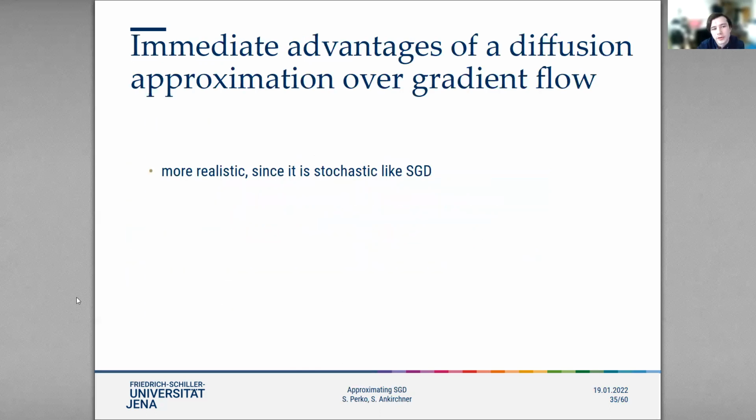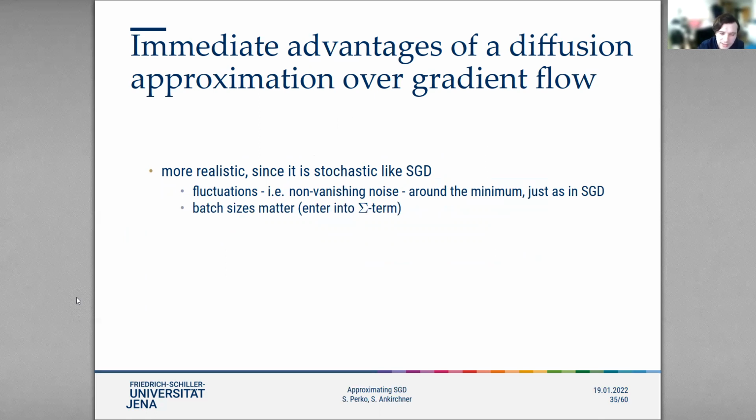Now we can compare the diffusion approximation with gradient flow. And of course, it's more complicated. That's a disadvantage, but let's list some advantages. We can say it's more realistic since it's actually stochastic, just like SGD. And in particular, for example, if we are close to the minimum, the OLS estimator, for example, then we generally have fluctuations around that minimum for SGD. So like non-vanishing noise. And the same thing will be true for the diffusion approximation, whereas gradient flow will just converge to the minimum and then stay there.